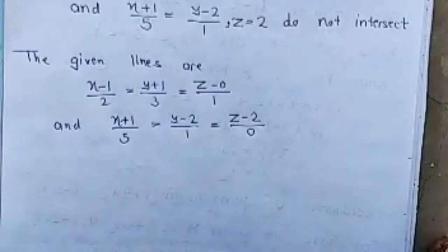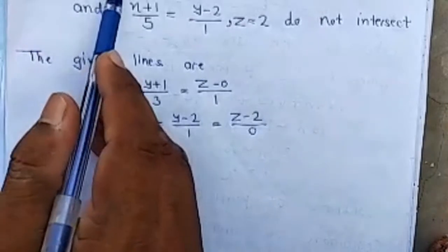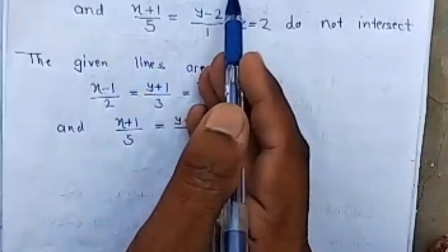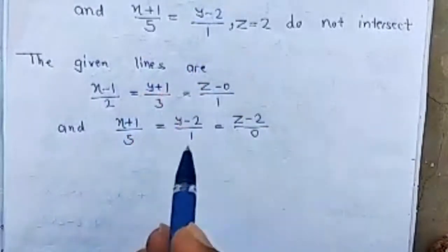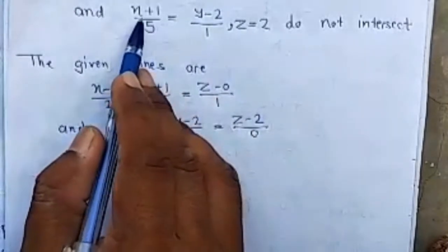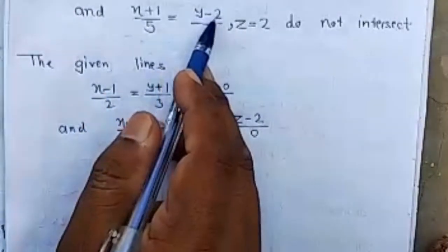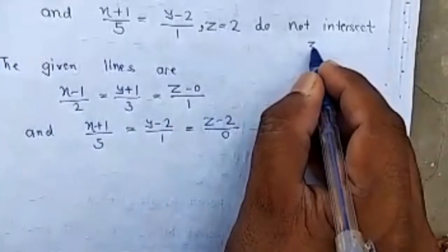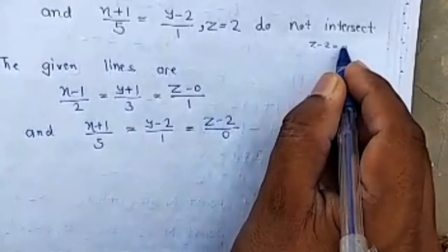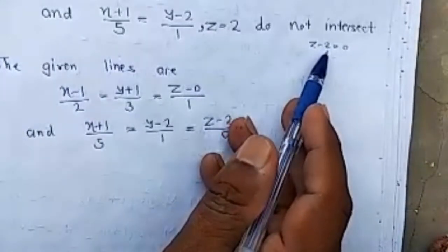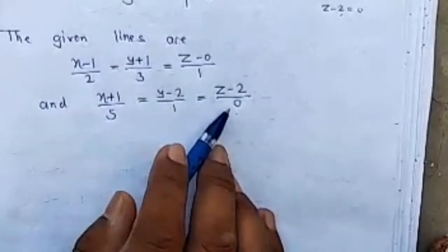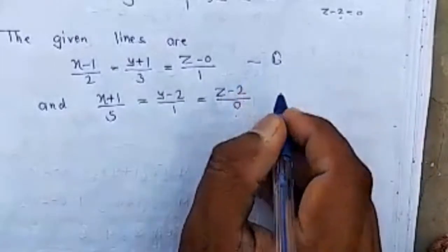It is question number 23, so that the lines do not intersect. The given lines are (x minus 1)/2 = (y plus 1)/3 = z, which can be written as (z minus 0)/1. And the second equation is (x plus 1)/5 = (y minus 2)/1 and z equal 2. Z equal 2 means z minus 2 equals 0, and we get (z minus 2)/0 if we put it in that form. Then these are the two equations.